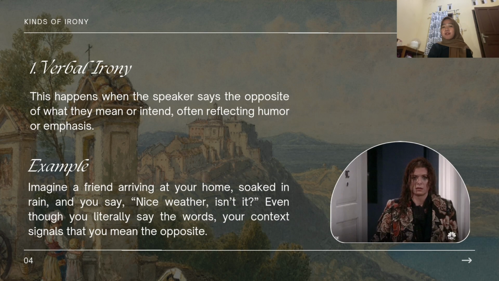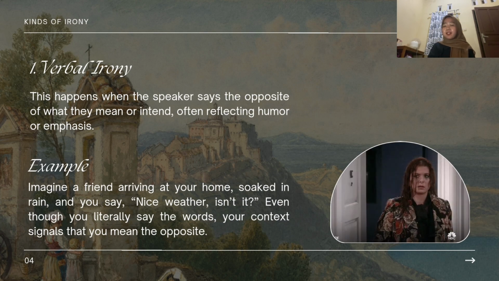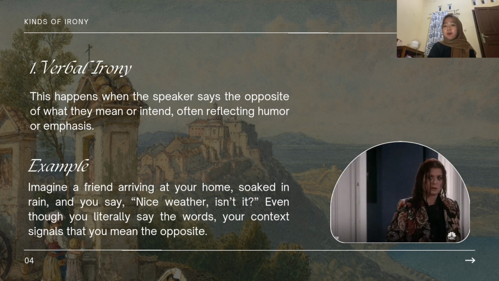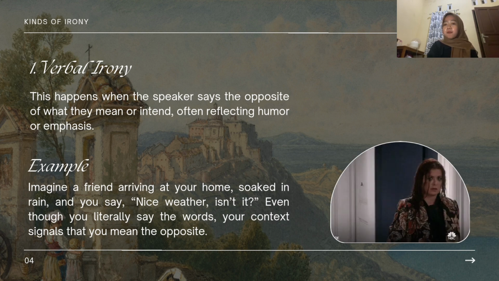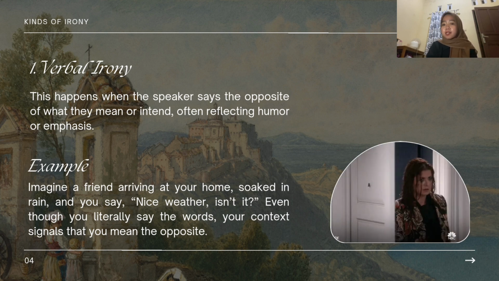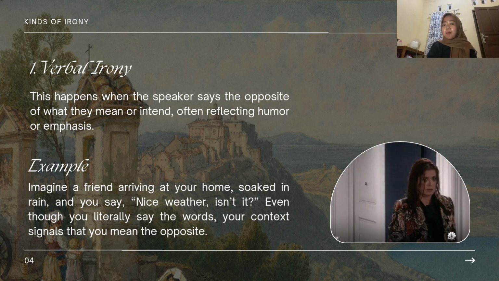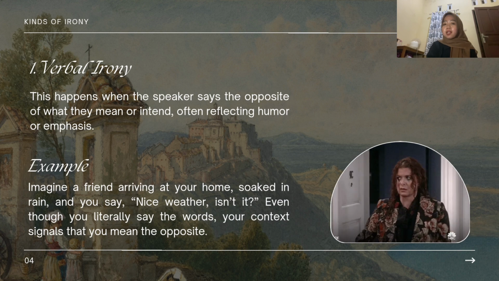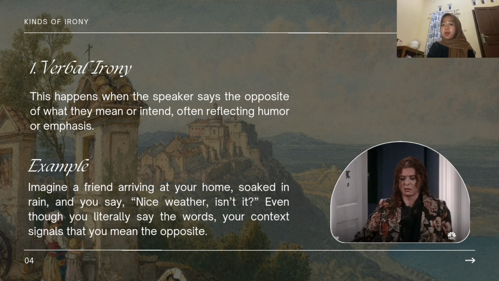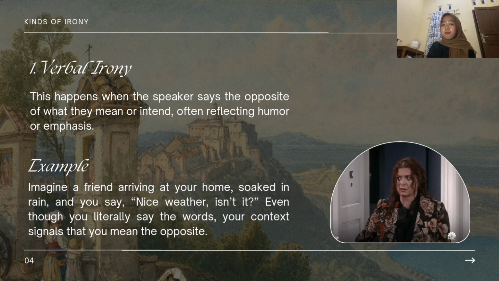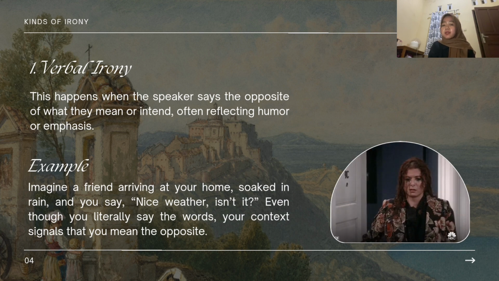Okay, now that we know the definition of irony, let's move on to the types of irony. There are different types of irony and each has its own way. Let's discuss it with some examples. Number one is verbal irony. This happens when the speaker says the opposite of what they mean or intend, often reflecting humor or emphasis.